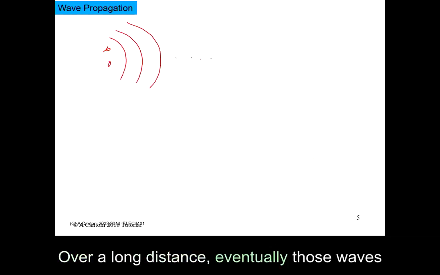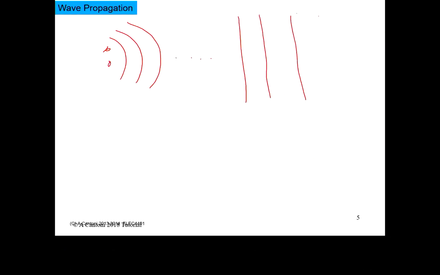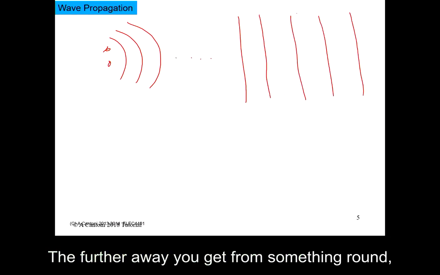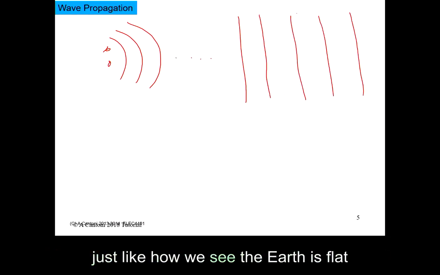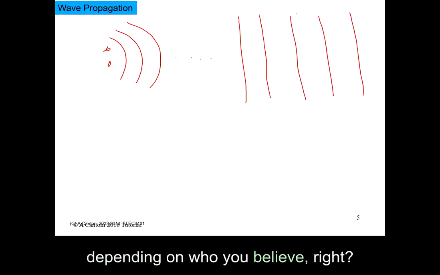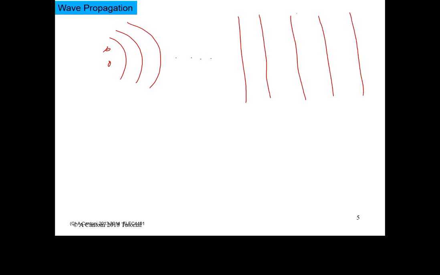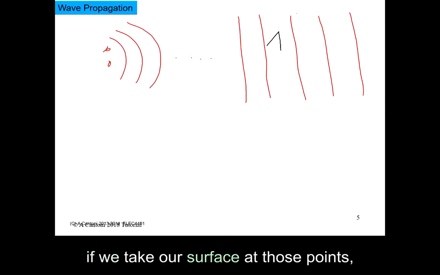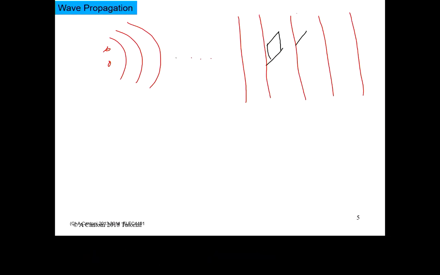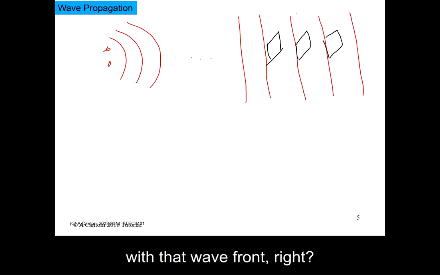Over a long distance, eventually those waves will be so large that you'll start seeing straight lines, right? The further away you get from something round, it starts to look quite flat, just like how we see the Earth as flat from our normal perspective, but we know it's round, or we think we know it's round, depending on who you believe, right? And so if we take our surface at those points, these are going to be surfaces completely parallel with that wavefront, right?